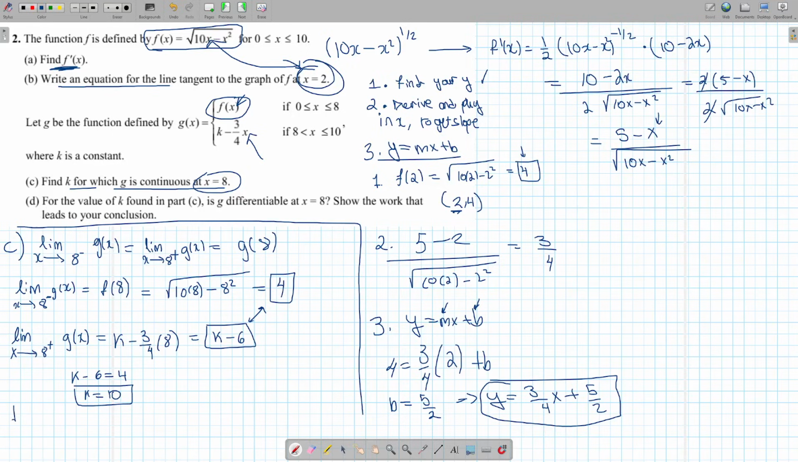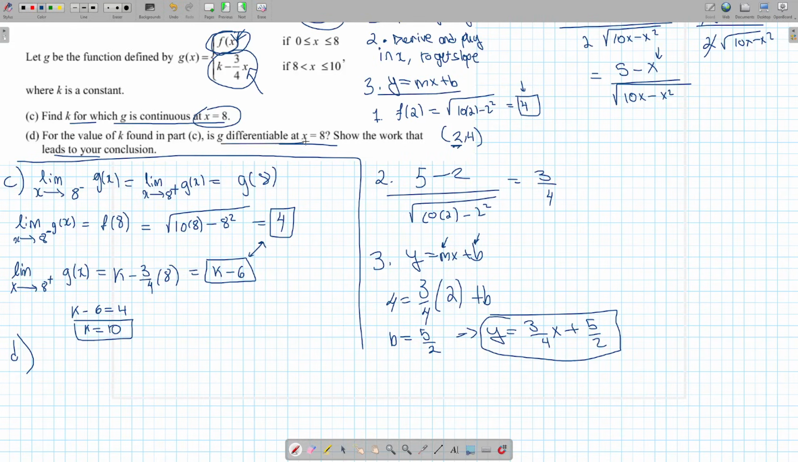Part D. For the value of k found in part C, is g differentiable at x equals 8? Show the work that leads to your conclusion. So to show that it's differentiable, there are two things that need to be going on. The first thing is that it's continuous. The second thing is that the left derivative equals the right derivative. Now, we proved in part C that it's continuous. However, now we need to check the left derivative and right derivative. What's the left derivative? Let's take a look.